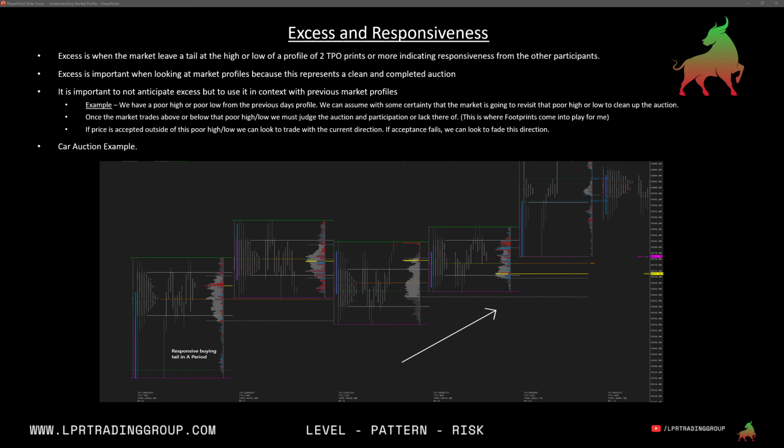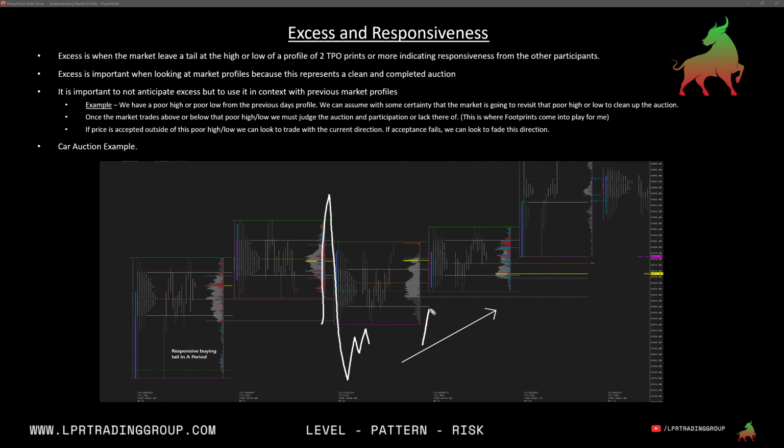To me, it is critical to look for responsiveness on the bottom side of a profile if I'm looking for long trades, or responsiveness on the top side of a profile if I'm looking for short trades. Excess is important when we're looking at market profiles because this represents a clean and complete auction. We do know auctions like to drive up and drive down.